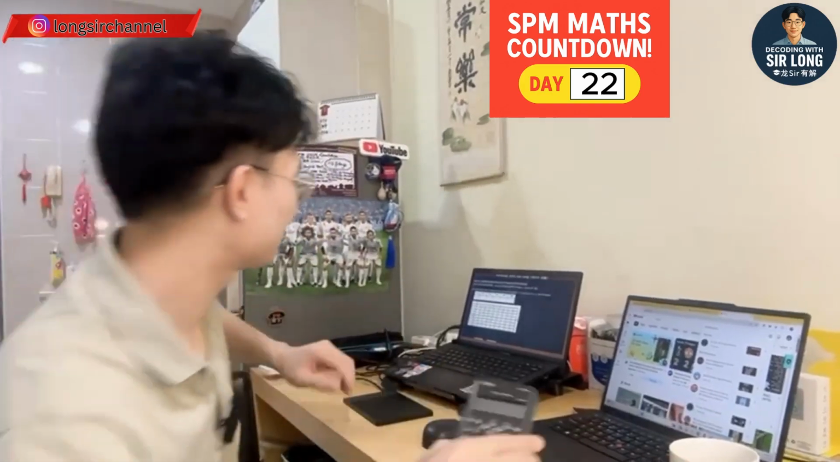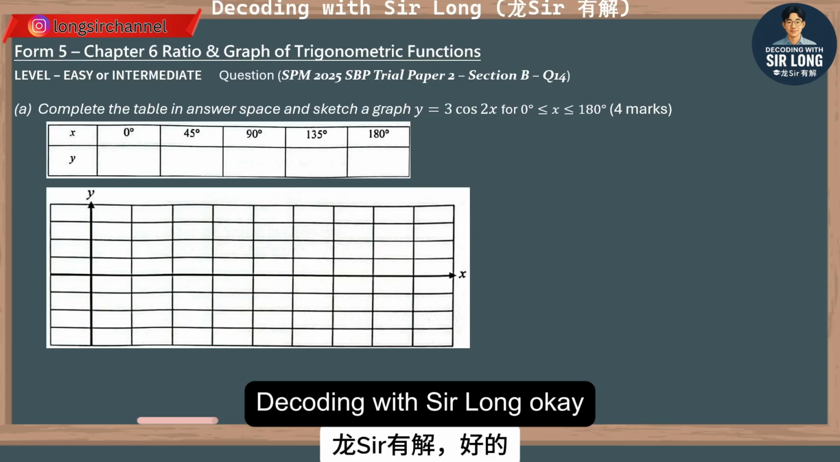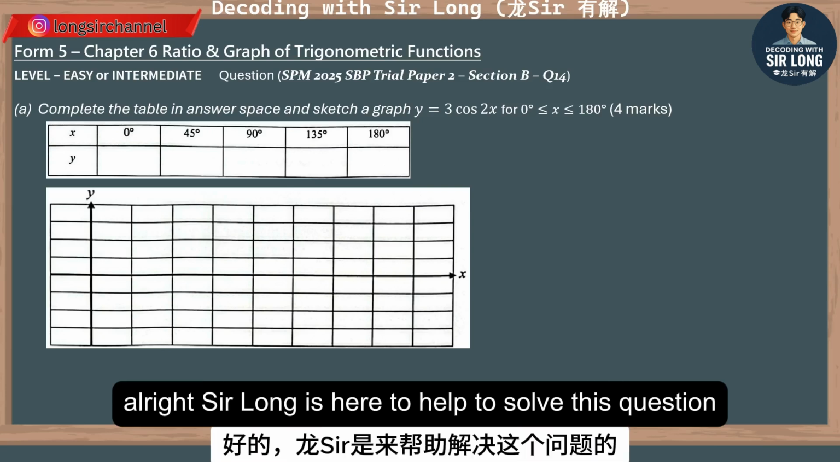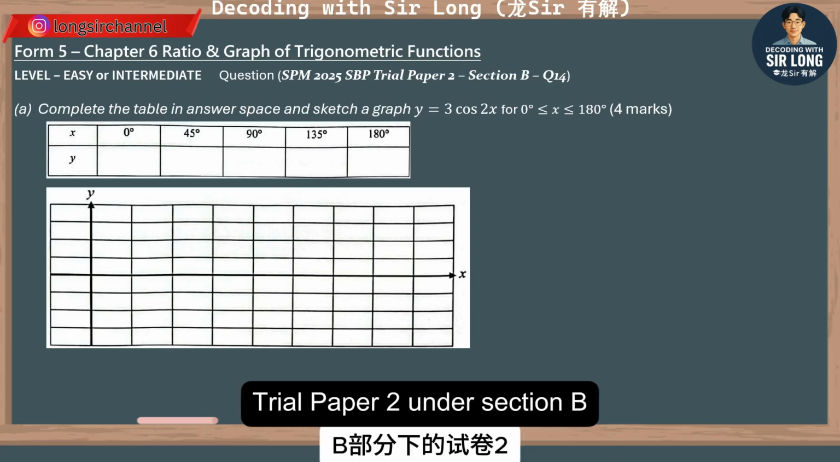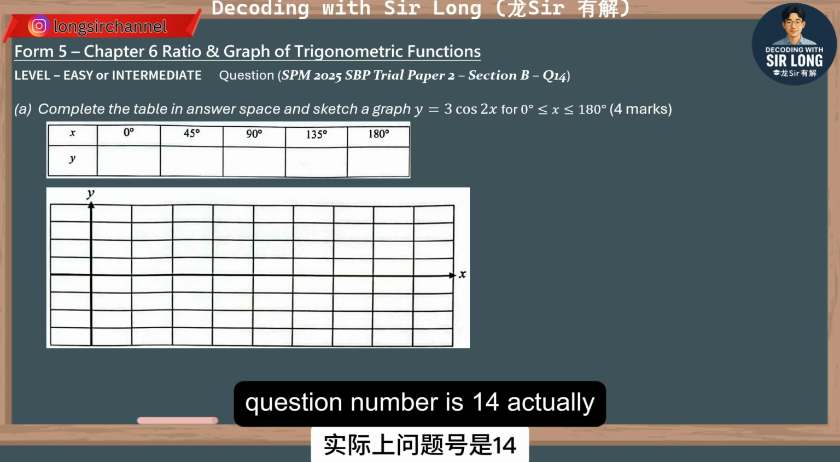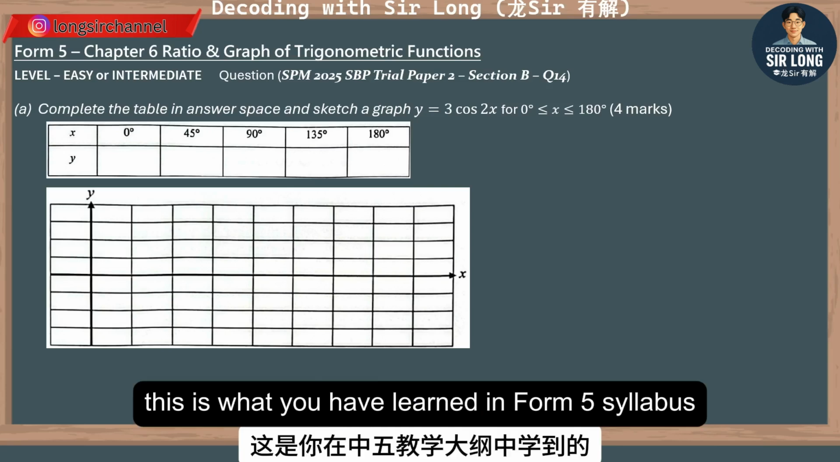Here we go. Sir Long is here to help you solve this question, which is extracted from SBB Trial Paper 2, under section B, question number 14. The question is about the topic of ratio and graph of trigonometric functions, which we have learned in the Form 5 syllabus.